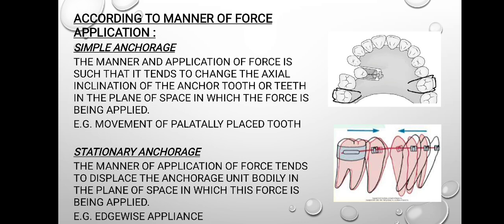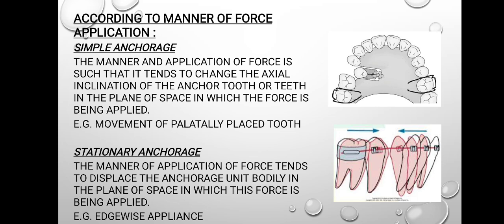Now simple anchorage. The manner and the application of the force is such that it tends to change the axial inclination of the anchor tooth or teeth in the plane of the space in which the force is being applied. An example is movement of a palatally placed tooth, as you can appreciate in the picture. Stationary anchorage: the manner of application of the force tends to displace the anchorage unit bodily in the plane of the space in which the force is being applied.